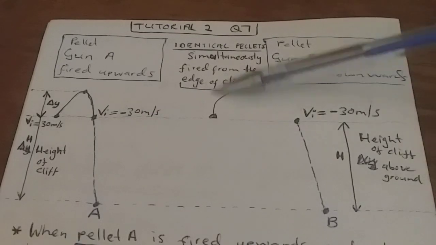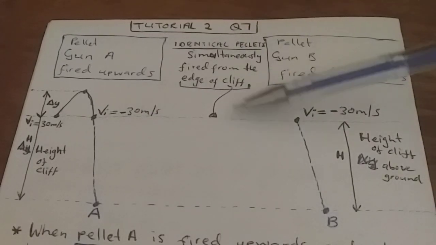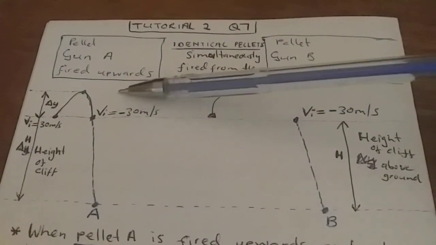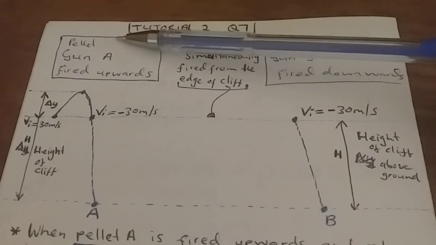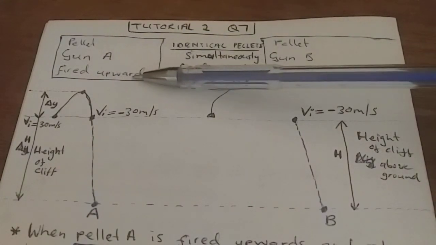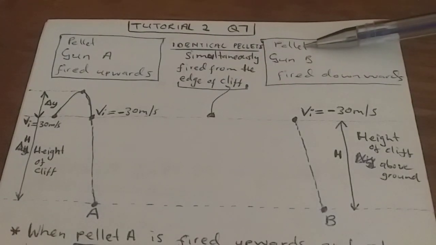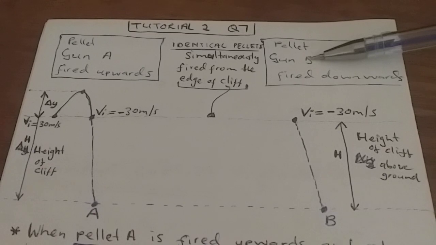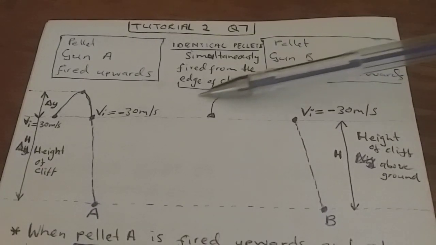Let's start with tutorial 2, question 7. In this tutorial we are told that we have two gun pellets. Gun pellet A is fired upwards simultaneously with pellet gun B, which is fired downwards from the cliff hill.